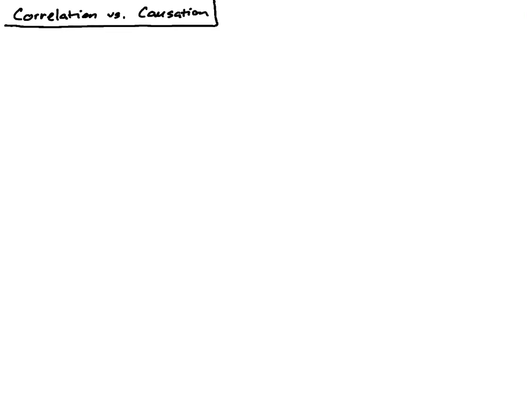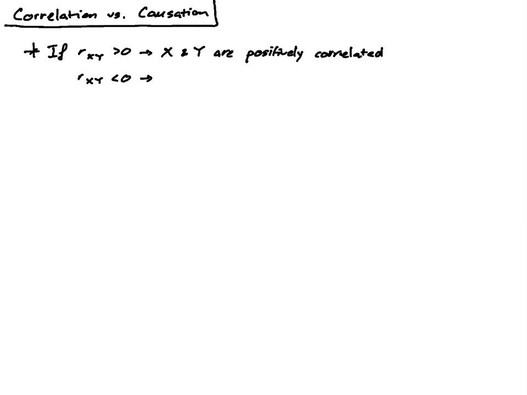So let's now discuss correlation versus causation. Now, if the correlation coefficient between two variables x and y is positive, then they are said to be positively correlated. And if the correlation coefficient is negative, then the two variables are said to be negatively correlated.